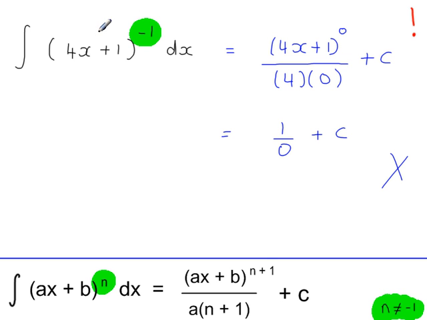The correct method to integrate a linear function raised to the power of -1 results in logs, and there's a separate formula for that, which I'll go through a bit later on in a different video.